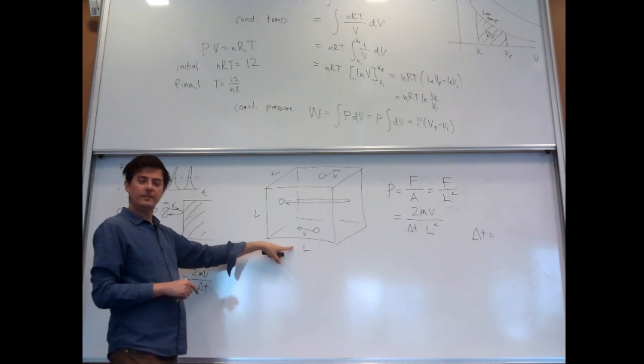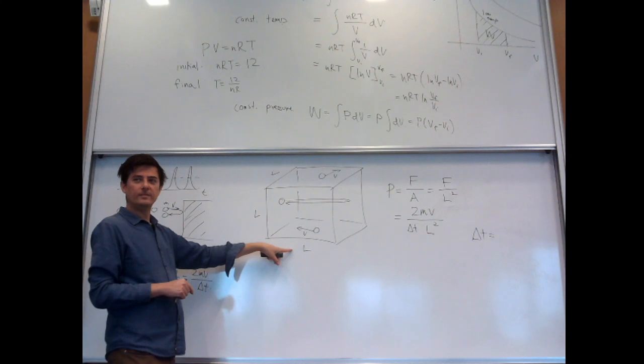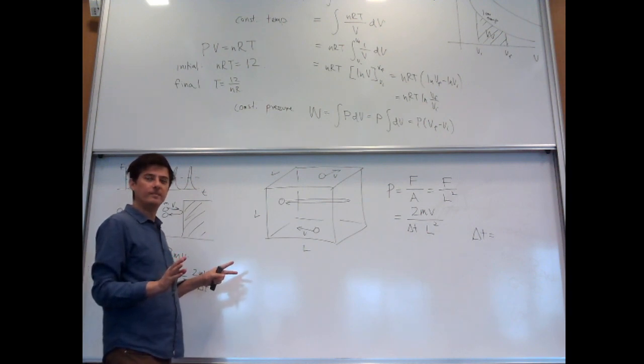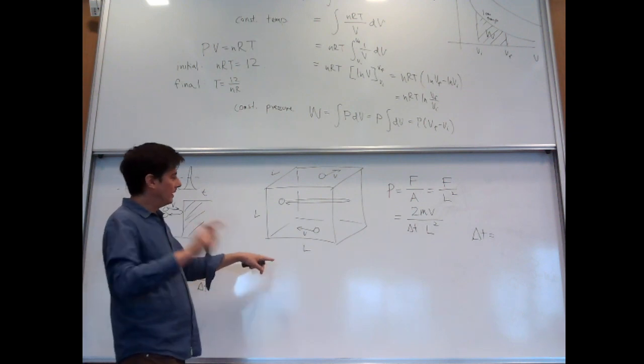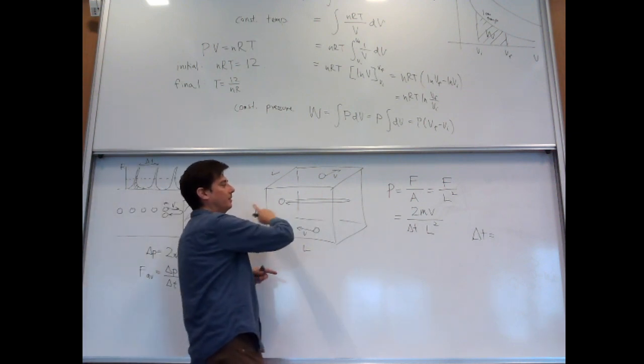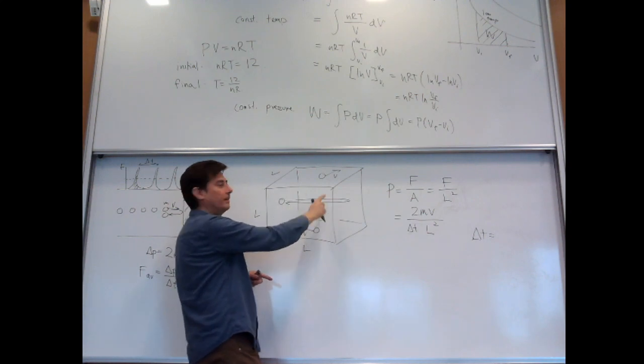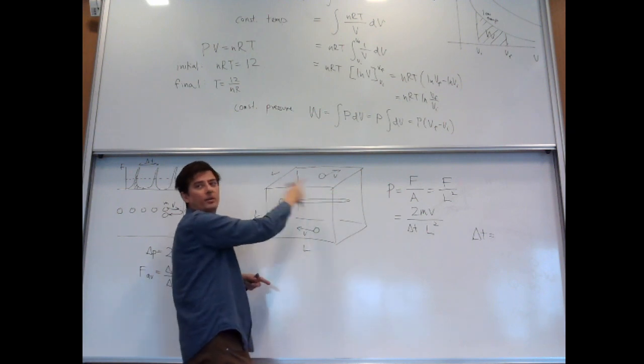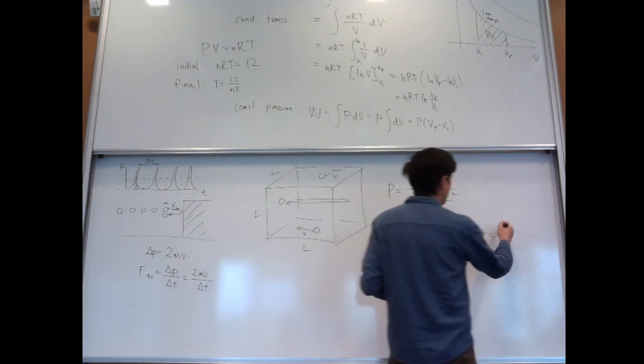Velocity is v. This side is L. There's no acceleration, constant velocity. Yes, L divided by v, but remember it needs to go back and forth, right? It needs to hit this one. So it's actually 2L over v, yeah. So this is going to be 2L over v.